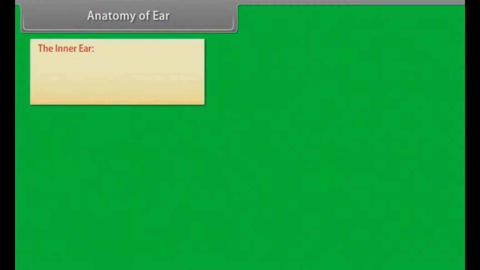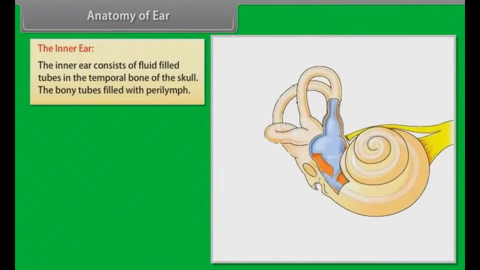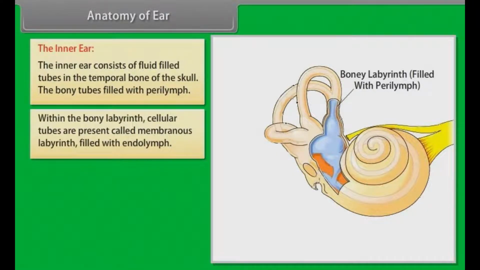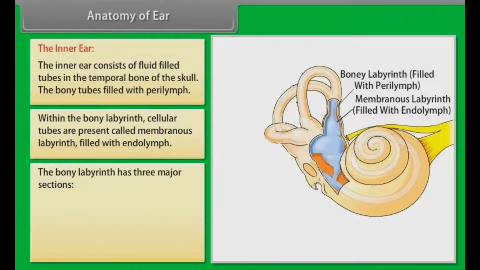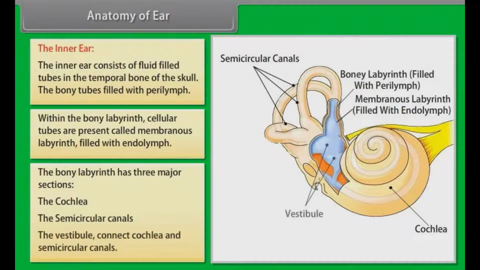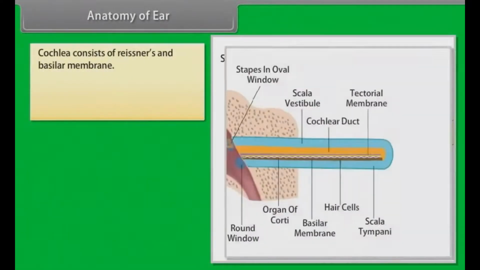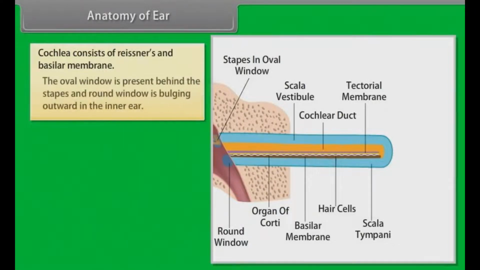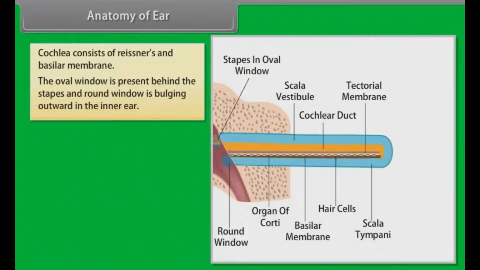Anatomy of the ear. The inner ear. The inner ear consists of fluid-filled tubes in the temporal bone of the skull. The bony tubes are filled with perilymph. Within the bony labyrinth, cellular tubes are present, called the membranous labyrinth, filled with endolymph. The bony labyrinth has three major sections: the cochlea, the semicircular canals, and the vestibule connected to the cochlea and semicircular canals. The cochlea consists of Reissner's membrane and the basilar membrane. The oval window is present behind the stapes, and the round window bulges outwards in the inner ear.